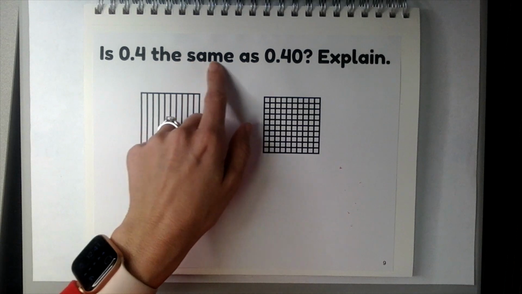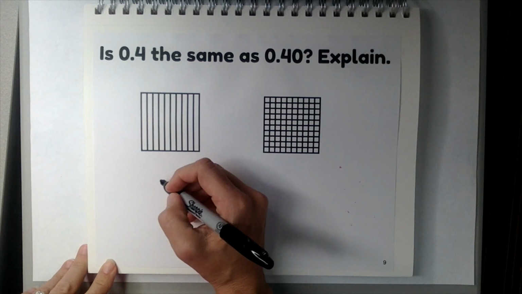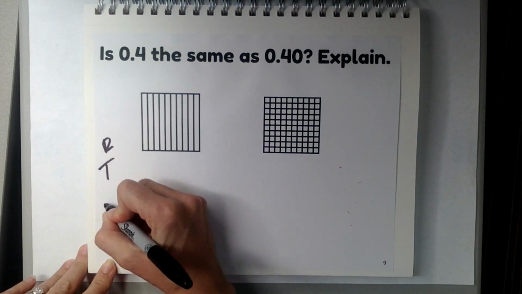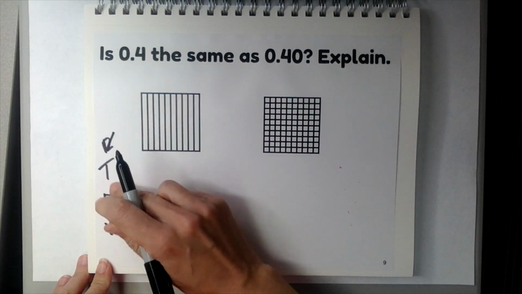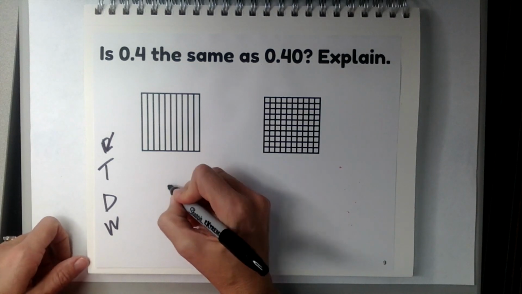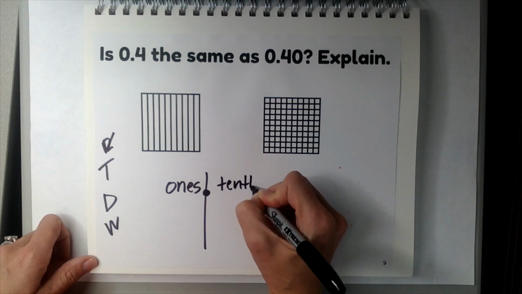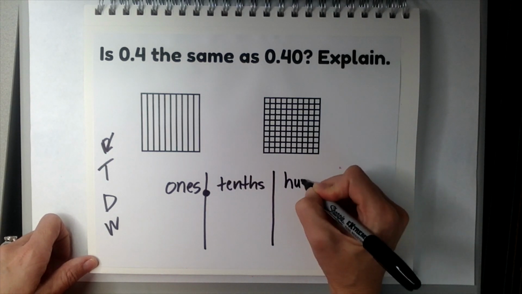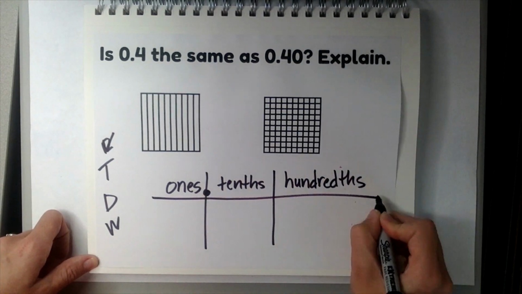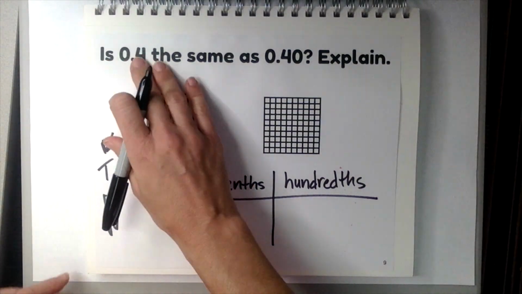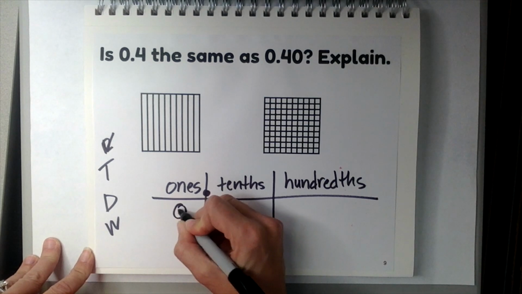Is 0.4 the same as 0.40? Explain. Well, let's draw a quick place value chart to help us. So this is a word problem. Read, think, draw, write. We do have some models here if we needed to use them, and we might come back to that. Let's think about it though. I'm thinking that a place value chart will really help me. Ones, put my decimal point, tenths. We know today's learning target is all about going up to 100, or the hundredths place, hundredths. Okay, I like to draw a line to keep them separate. So we're looking at 0.4 and 0.40. So let's write both of those in our place value chart.